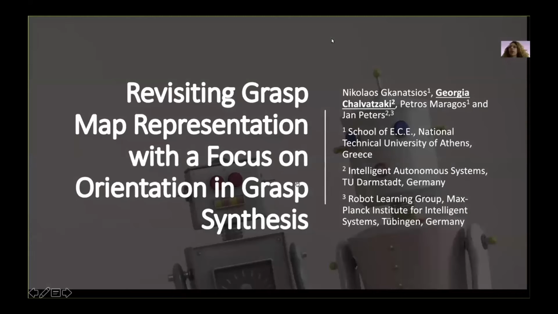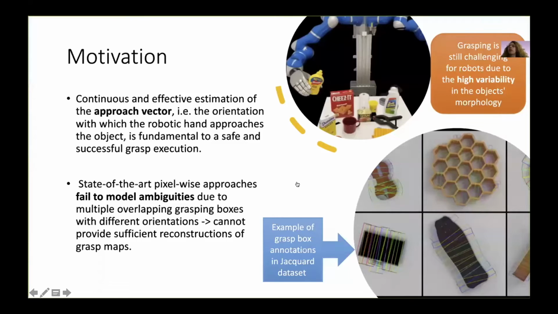My name is Georgia Kalvadzaki, and I will present to you our work on revisiting grasp map representation with a focus on orientation in grasp synthesis. Grasping is still challenging for robots due to the high variability in the object's morphology. The continuous and effective estimation of the approach vector is fundamental for the successful grasp execution.